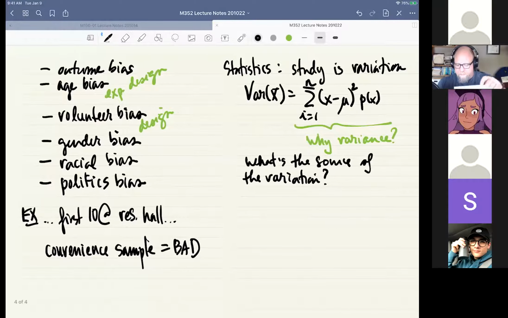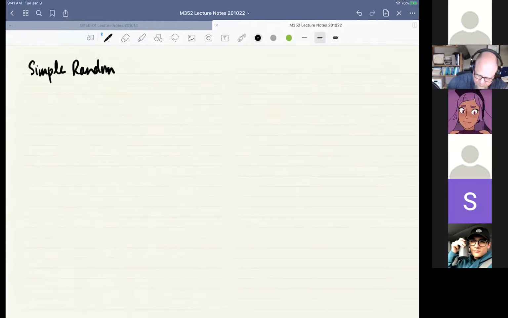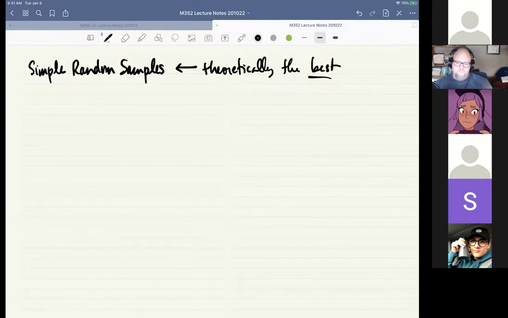Okay. So there's a couple types of specialized samplings. So simple random samples. Theoretically, they're the best. Okay, because they kind of get rid of all the bias. But sometimes you need to be sure that you're getting important sources of variation in your data. And I think of like a medical trial. So back to COVID, think like vaccine trials.